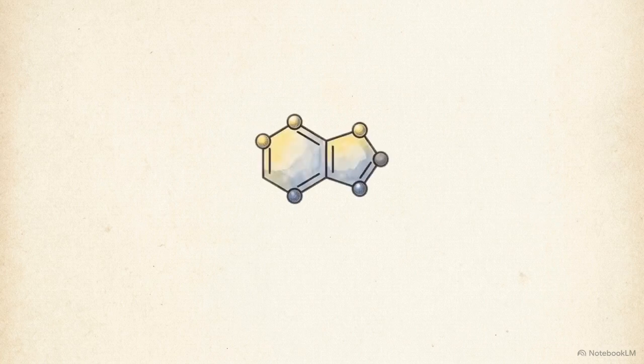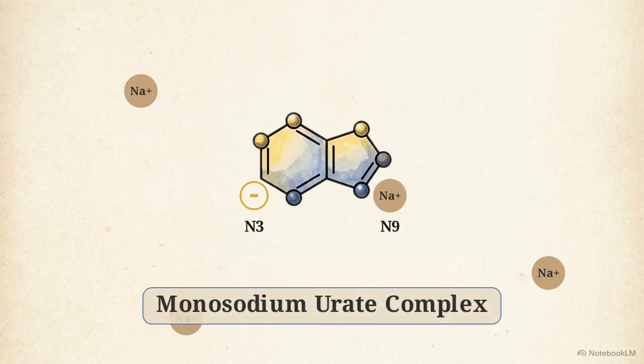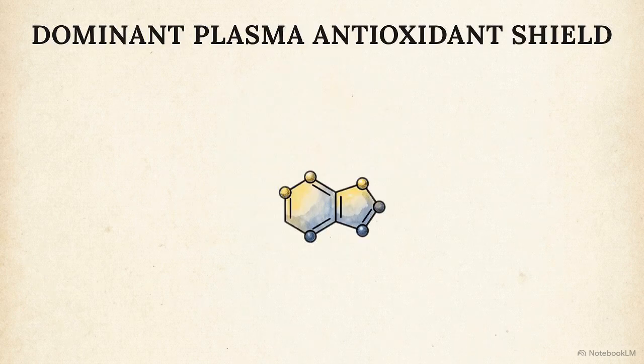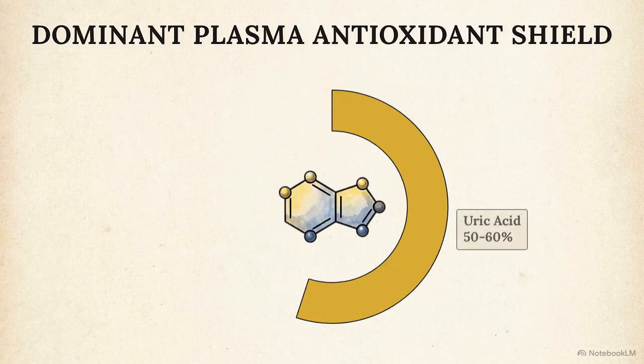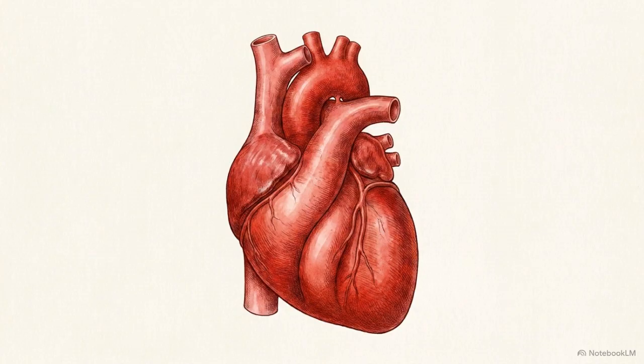The architecture explains the danger. Deprotonating the acidic nitrogen protons at the N9 and N3 positions creates a negative charge, attracting sodium to form a monosodium urate complex. Its enediol-like structure acts as an electron sponge, neutralizing unstable free radicals, preventing vascular rusting. This single molecule provides 50 to 60% of the total antioxidant scavenging capacity in human blood plasma, supporting endothelial health and extending our species' lifespan.